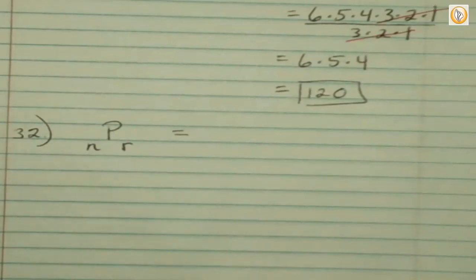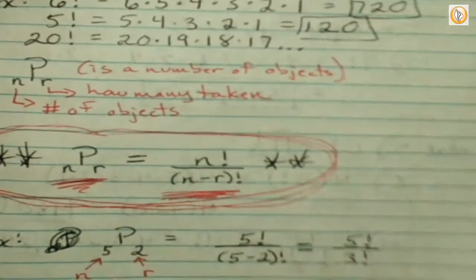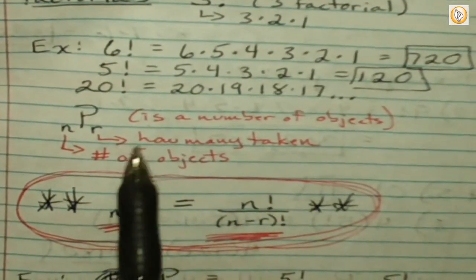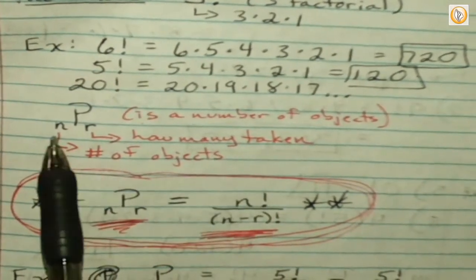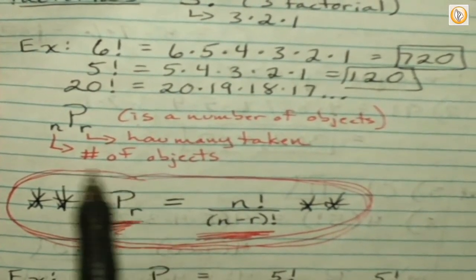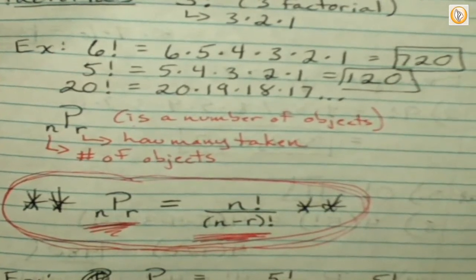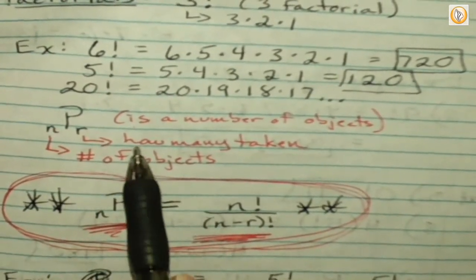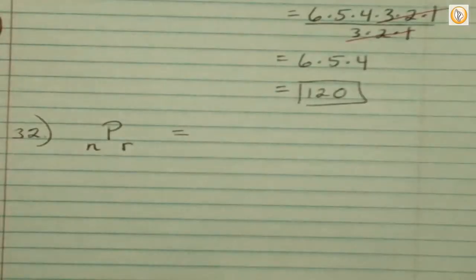3 different positions are to be filled from among 6 employees. So if we go back to the beginning, R is how many taken, N is the total number of objects. Total number of objects, how many taken.